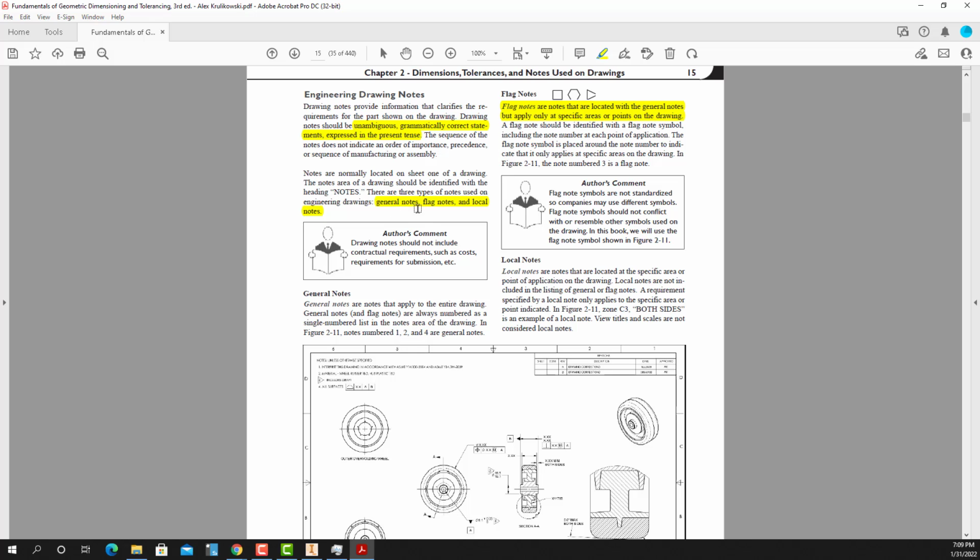Now let's talk about flag notes and local notes and general notes. General notes we see right here in this drawing. These are general notes, right here, and we're used to that. At the very minimum, we need a material and we need the ASME standard.